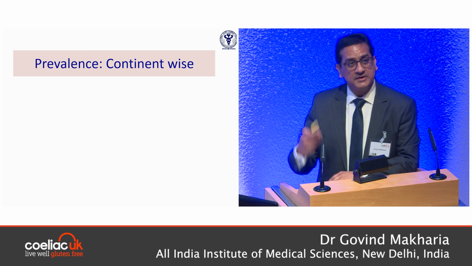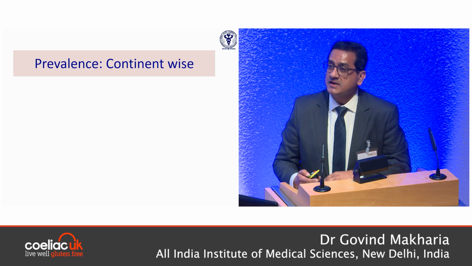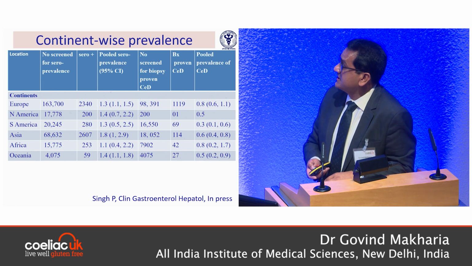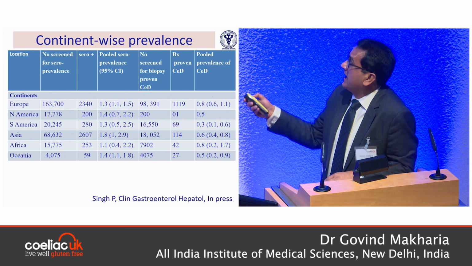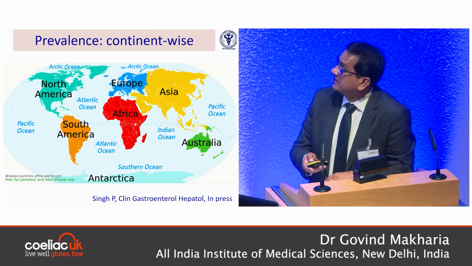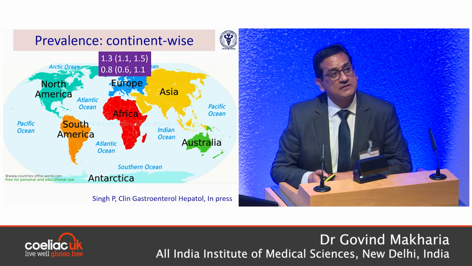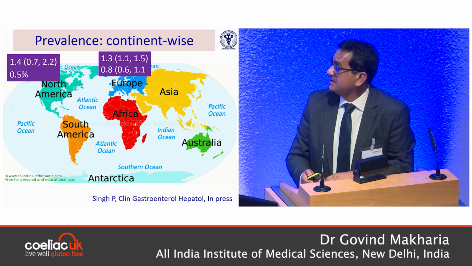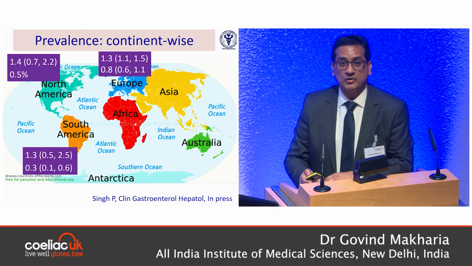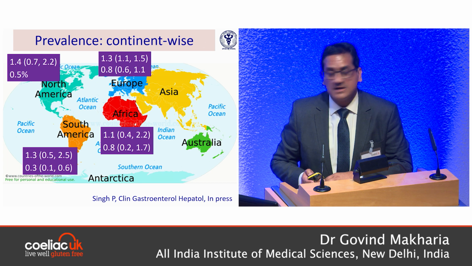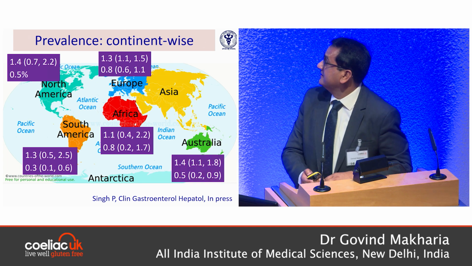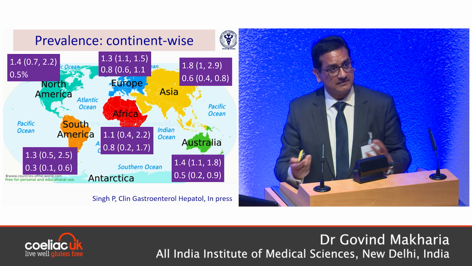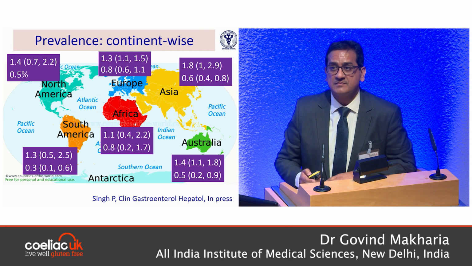Now going to the data on the prevalence in different continents. Most studies have come from Europe, involving 163,000 subjects, and seroprevalence is 1.3% and biopsy-confirmed celiac is 0.8%. In Europe, the seroprevalence is 1.3%, and biopsy-confirmed celiac is present in 0.8%. Coming to North America, seroprevalence is 1.4%, and biopsy-confirmed celiac 0.5%. In South America, seroprevalence 1.3%, and biopsy-confirmed celiac 0.3%. In Africa, 1.1% seroprevalence, and biopsy-confirmed celiac 0.8%. In Australia, 1.4% seroprevalence, 0.5% biopsy-confirmed celiac disease. But in Asia, where celiac is thought not to be there at all, seroprevalence is 1.8%, and biopsy-confirmed celiac is 0.6%.